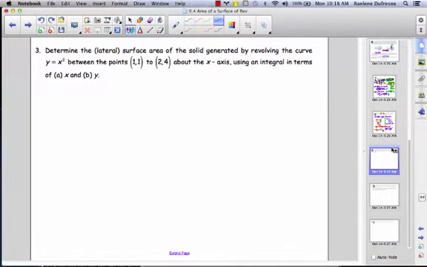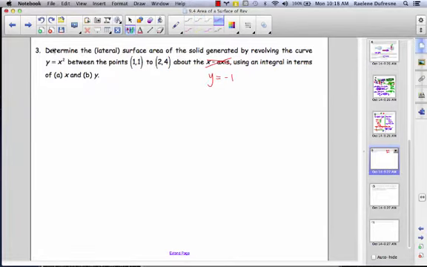In number 3, let's actually do a practical application. Determine the lateral surface area of the solid generated by revolving the curve y equals x squared between the points (1, 1) and (2, 4) about the x-axis. Well, let's actually do a setup where we revolve not around the x-axis but around the line y equals -1, just to be really clear, and we will set up.